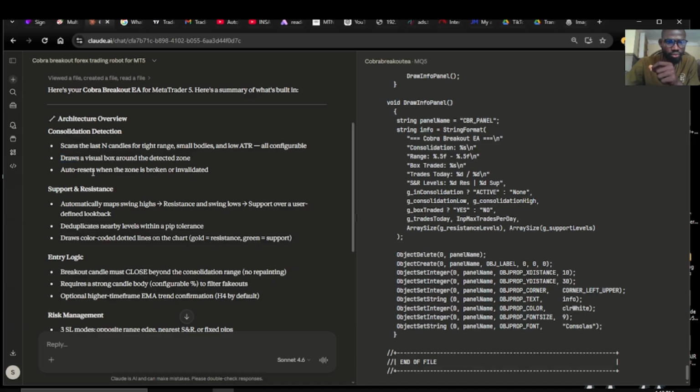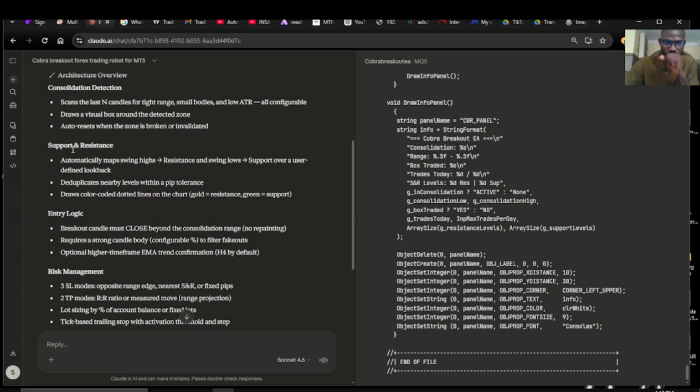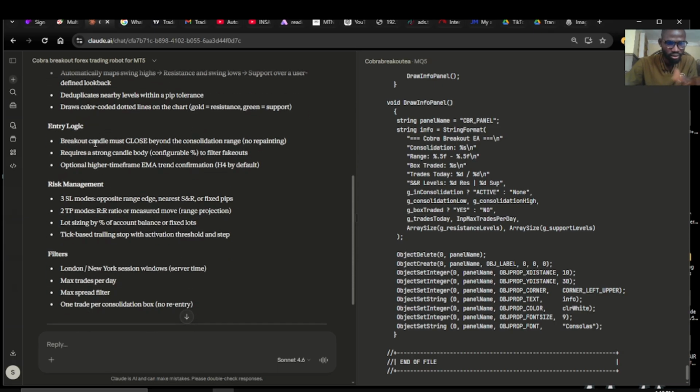Okay, say auto reset when zone is broken or invalidated. Okay, so this is the support and resistance settings. Automatically maps swing highs and lows, resistance and swing lows. Okay, this is the entry logic. Breakout candle must close beyond the consolidation range.